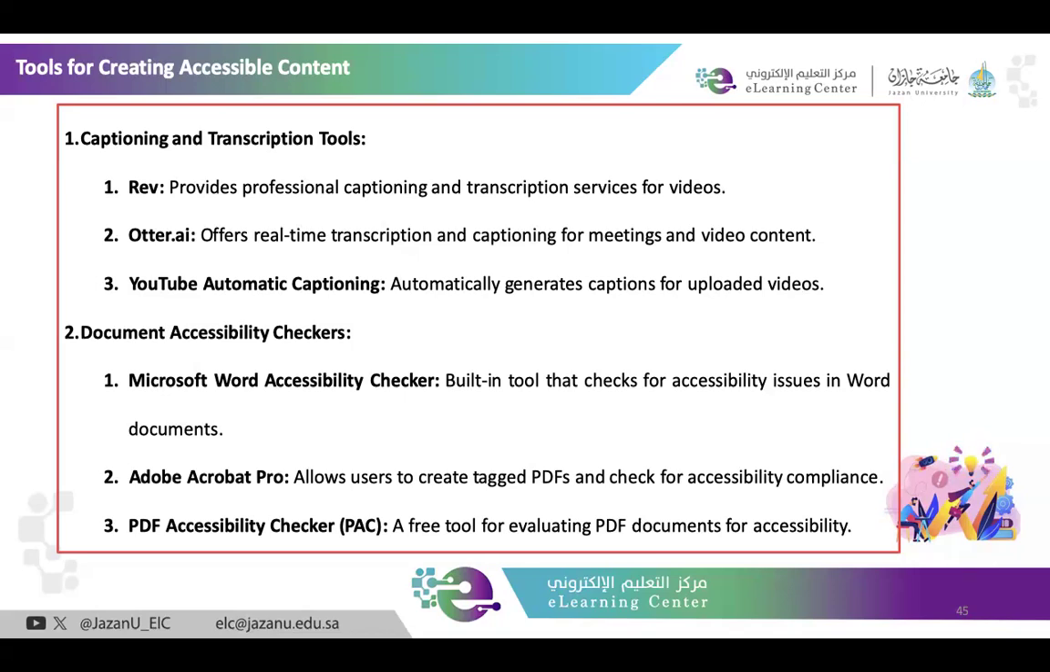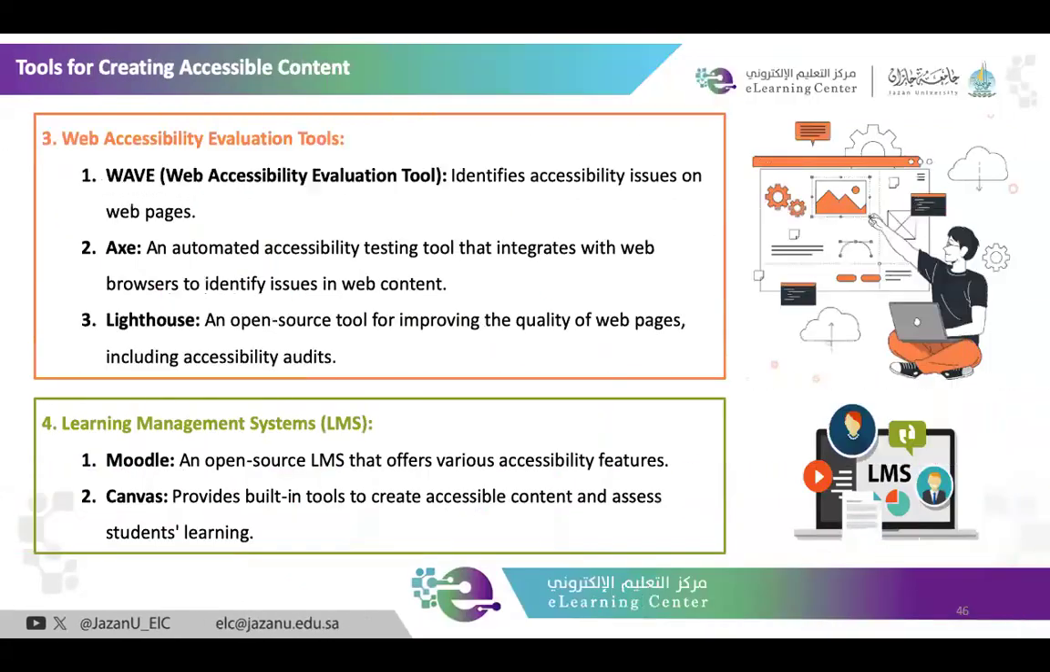For document accessibility checkers, there is the Microsoft Word accessibility checker, which is casually used, a built-in tool that checks accessibility issues in a Word document very easily. Also, Adobe Acrobat Pro allows users to create a tagged PDF and check for accessibility compliance. The PDF accessibility checker is a free tool for evaluating PDF documents for accessibility. For web accessibility evaluation tools, I already explained that. Then there is axe, and one more is Lighthouse, an open source tool for improving the quality of web pages, including accessibility audits.